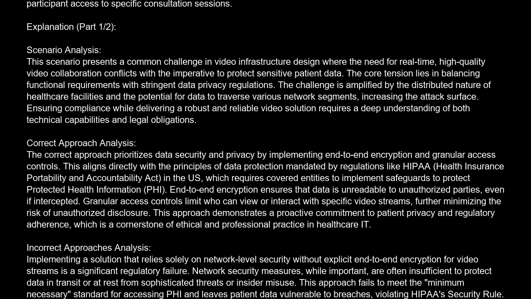Correct approach analysis. The correct approach prioritizes data security and privacy by implementing end-to-end encryption and granular access controls. This aligns directly with the principles of data protection mandated by regulations like HIPAA, the Health Insurance Portability and Accountability Act, in the U.S., which requires covered entities to implement safeguards to protect protected health information. End-to-end encryption ensures that data is unreadable to unauthorized parties, even if intercepted.